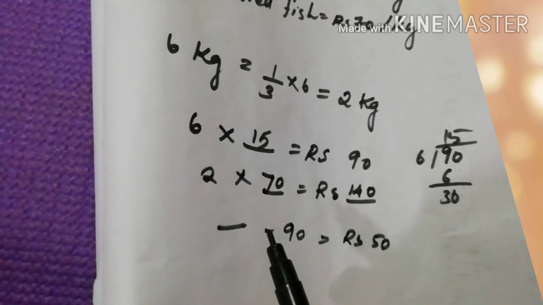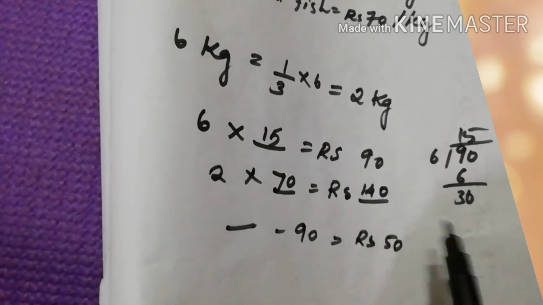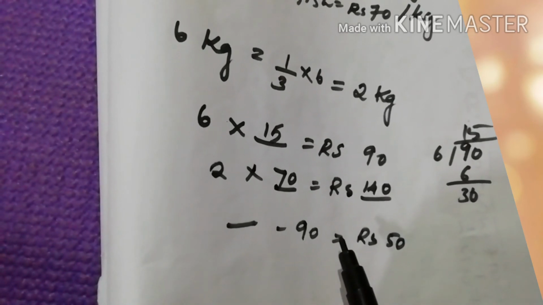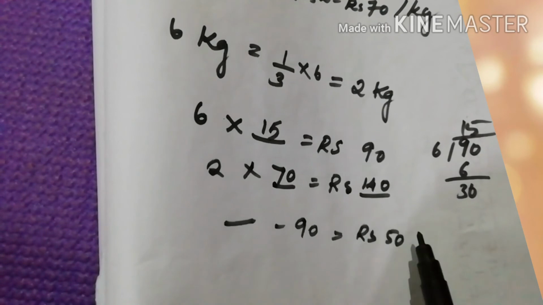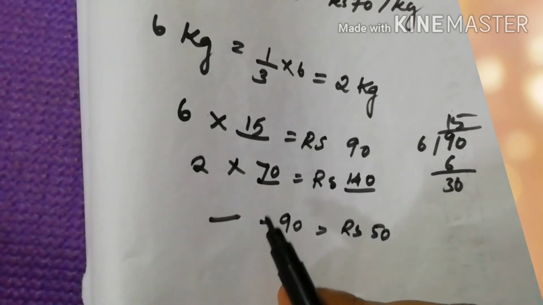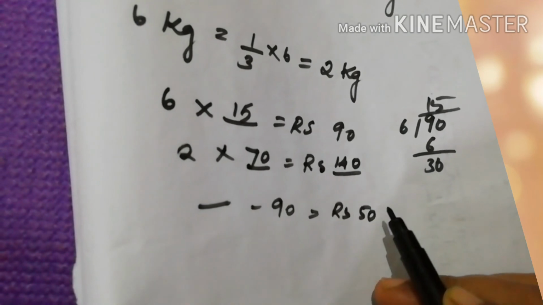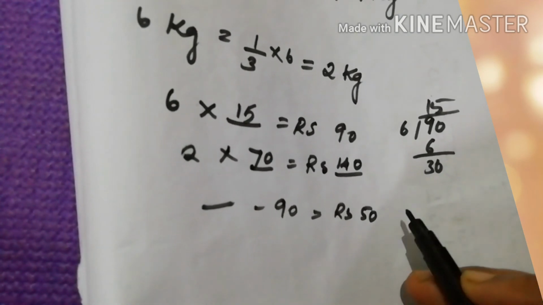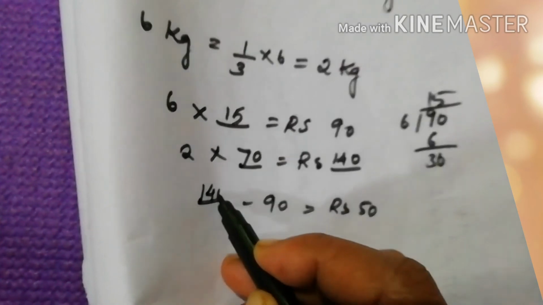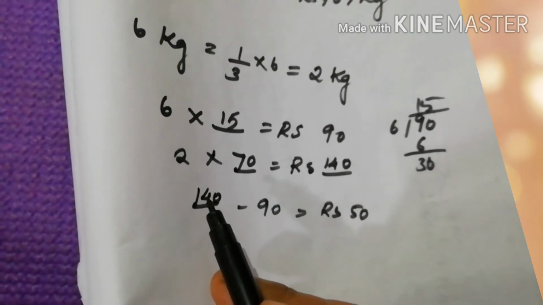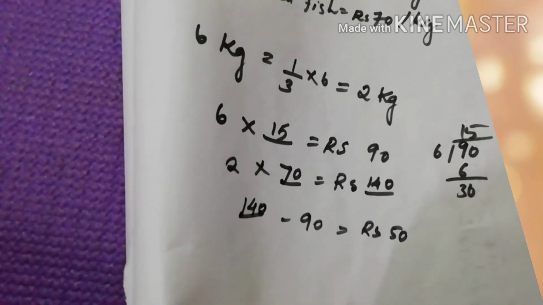So if we need to find out the answer, we want to put it here. When this number comes after the equal to, the symbol also changes. So we need to add 50 plus 90. 50 plus 90 is 140. If you have doubt, 140 minus 90 equal to 50. So that is the answer.